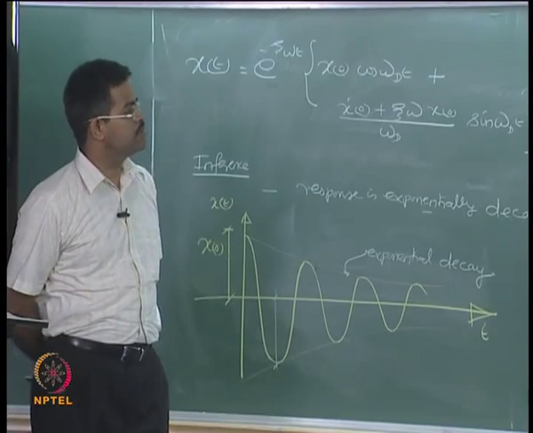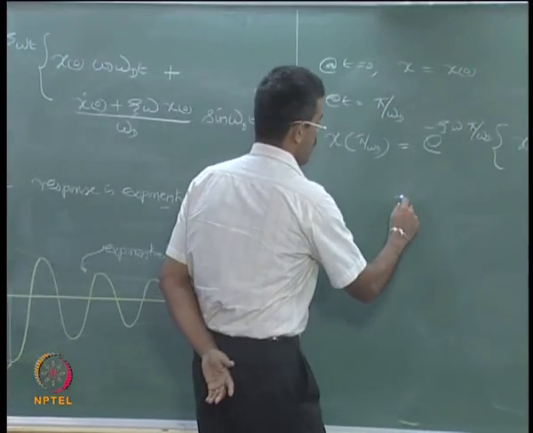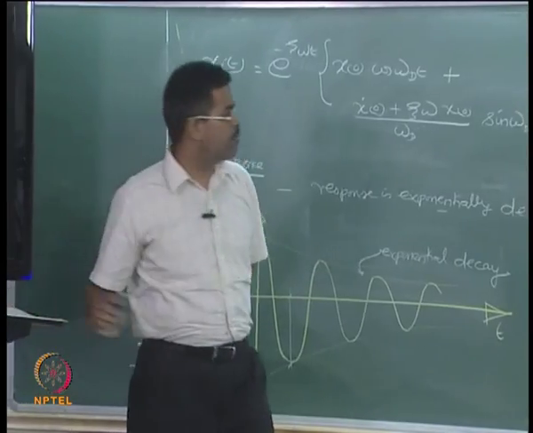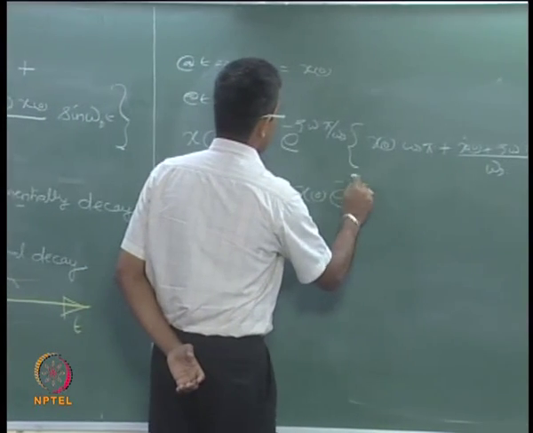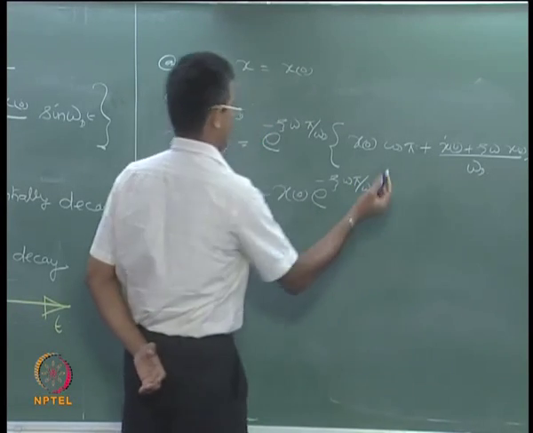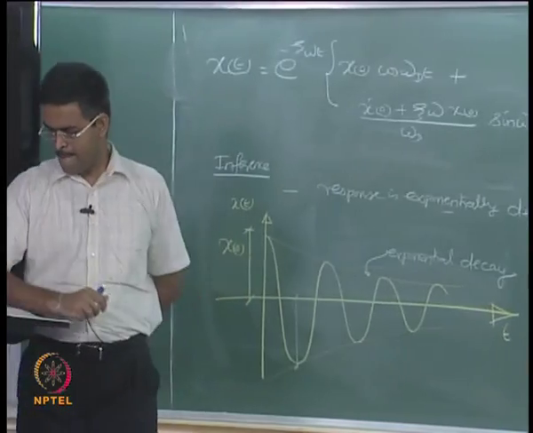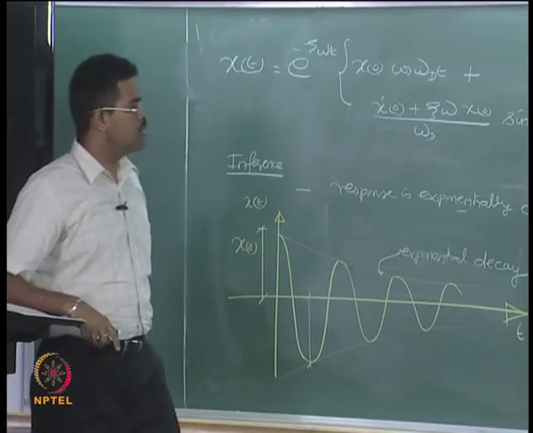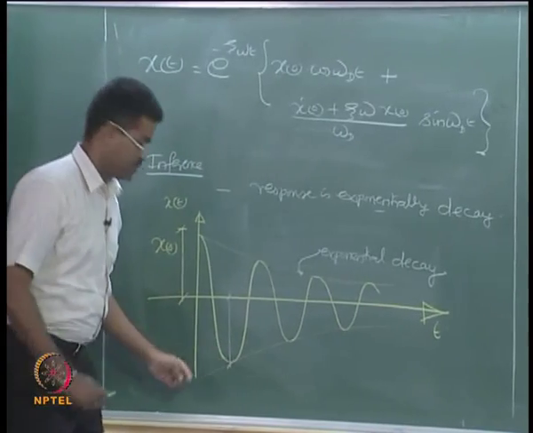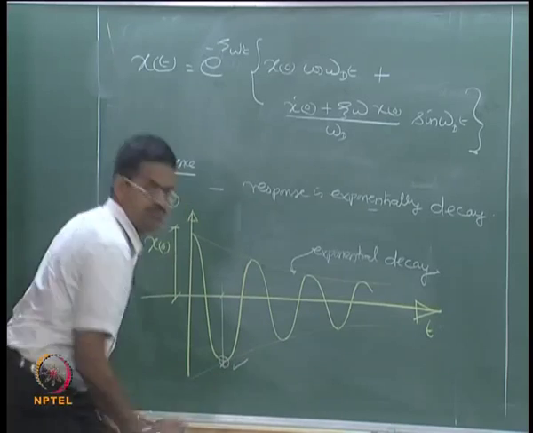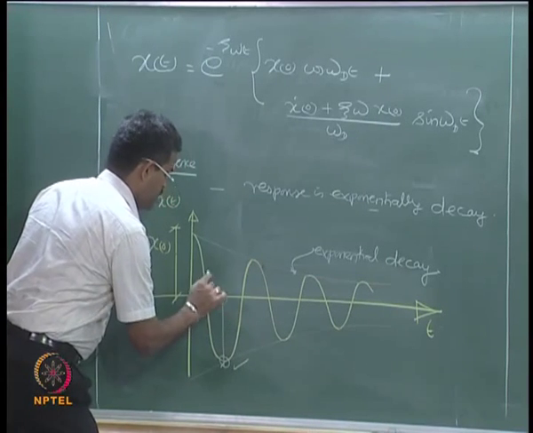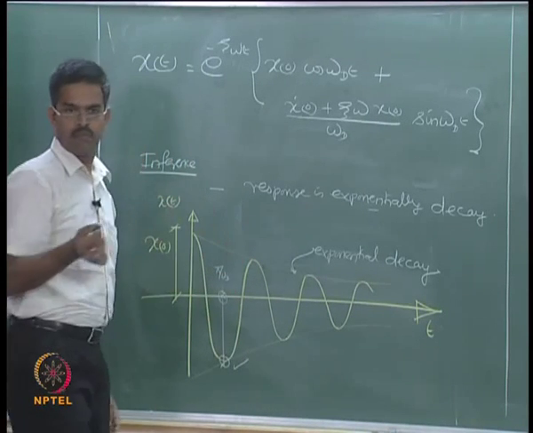And this will give me minus x0 e to the power of minus zeta omega pi by omega d. So obviously in this figure it is expected that this value is negative, I get it here, okay. It is this value, and of course this point is pi by omega d.